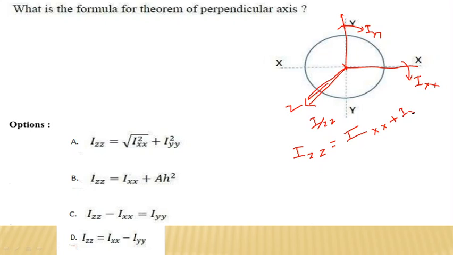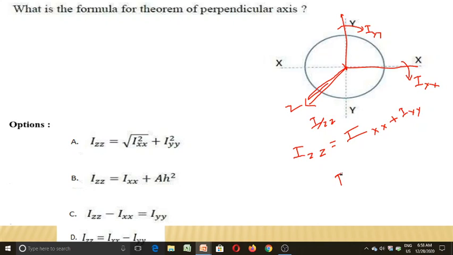Ixx plus iyy. So this is the statement of your perpendicular axis theorem, and this can be written as iyy is equal to Izz, and if you take this ixx to the other side of the equal sign, then it will become minus, so that is ixx. So let us see the options here.